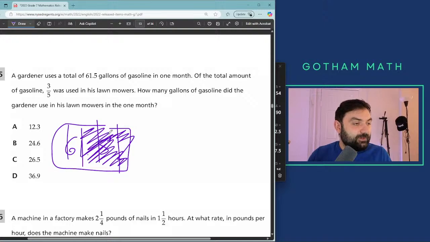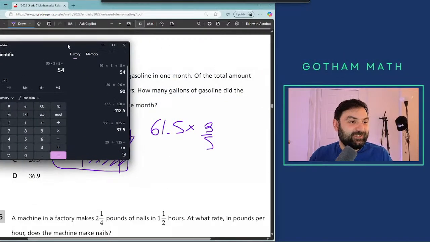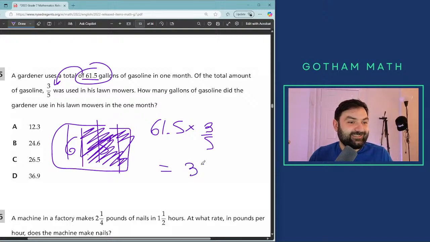But how do we find 3/5 of that? Just like percents, kind of. If we want to find a fraction of something, we multiply that something by that fraction. Okay? So now we know what to do, right? But how do we do it? Because this is a decimal. You know what? Let's use my trick that I just said before. 61.5 times 3 divided by 5. Boom. 36.9. That's it. Works perfectly.